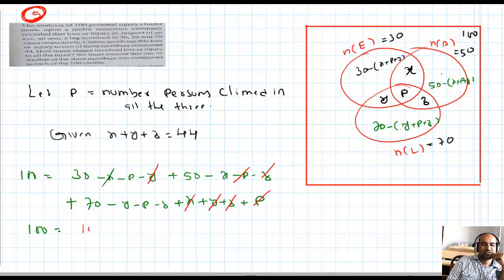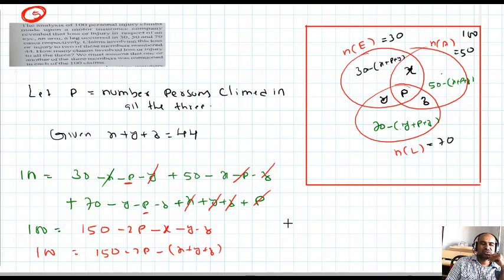100, 150, minus P minus 2P, minus X. Okay, only one minus X, X completed, minus Y minus Z. Cross check, here 1P minus 2P. Okay, I think correct one. 100 equal to 150 minus 2P minus X plus Y plus Z. Already X plus Y plus Z given 44, substitution only.